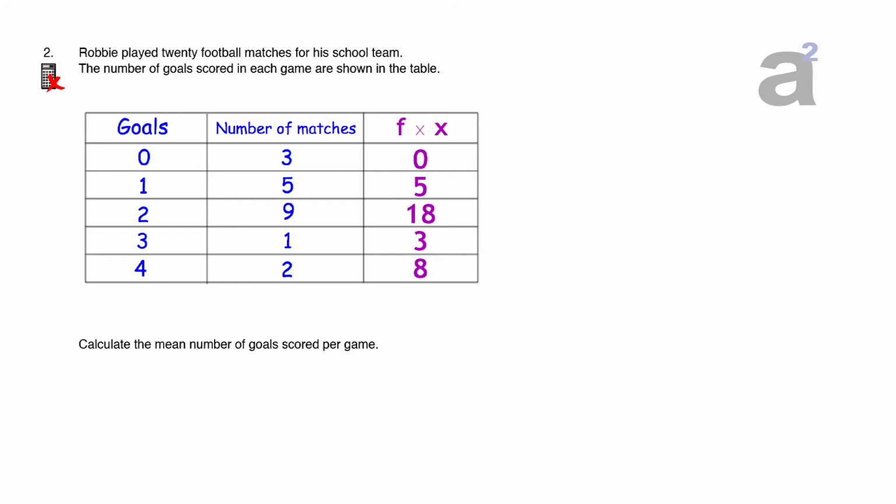Now we have to add the number of matches, which is sigma f, that's the new n, and the sum of fx, which is the sum of the data, which is 34. So 34 divided by 20 is equal to 1.7, which is the mean.